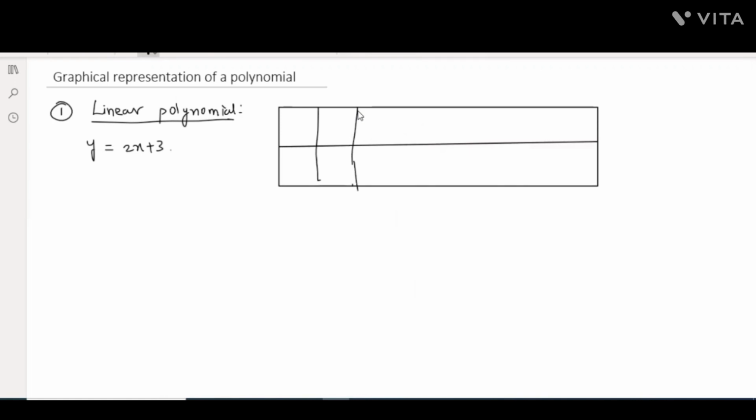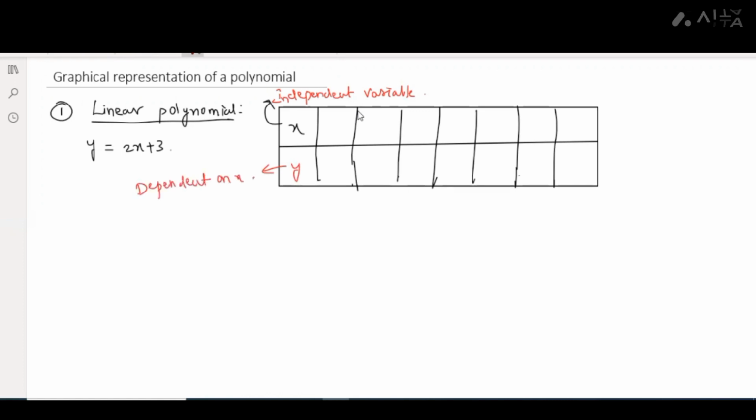For that, I'm taking the tabular form. Here x is my independent variable. It does not depend on any value, it will take its own value. y is the dependent variable, dependent on x. First I'll put x is equal to 0. So I get y is equal to 2 into 0 plus 3, which is 3.